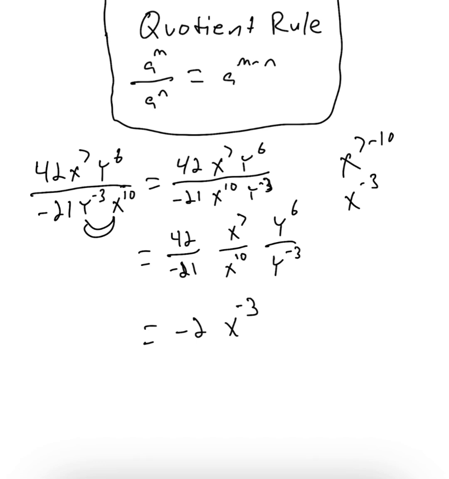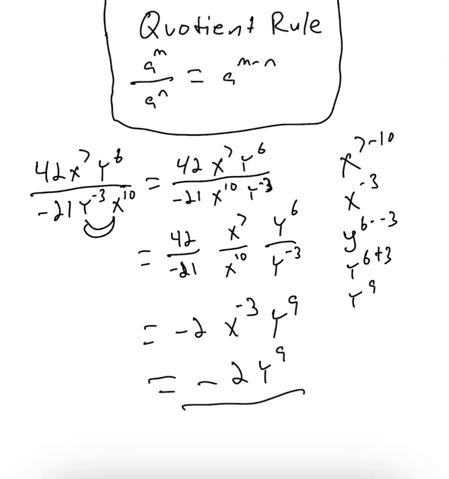And then y raised to the power of 6 divided by y raised to the power of negative 3 is going to be equal to y raised to the power of 6 minus negative 3, which equals y raised to the power of 6 plus 3, equaling y raised to the power of 9. Which is going to give us our final answer of negative 2y raised to the power of 9 divided by x raised to the power of 3.